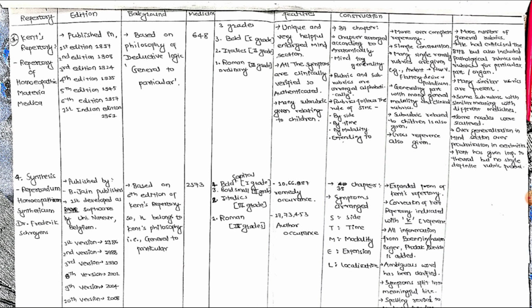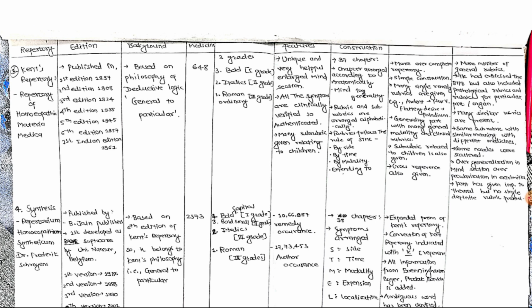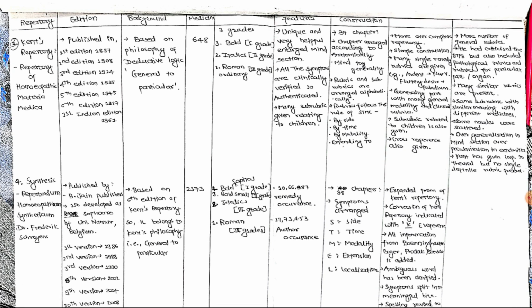Features: 1066 987 remedy occurrences are given, and 17,73,453 author occurrences are also mentioned. It contains 38 chapters. Symptoms are arranged according to STMEL, that is site, time, modality, extension, localization, and the advantage is that it is an expanded form of Kent's repertory.